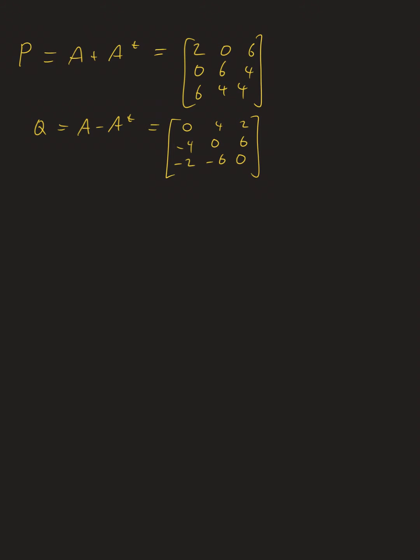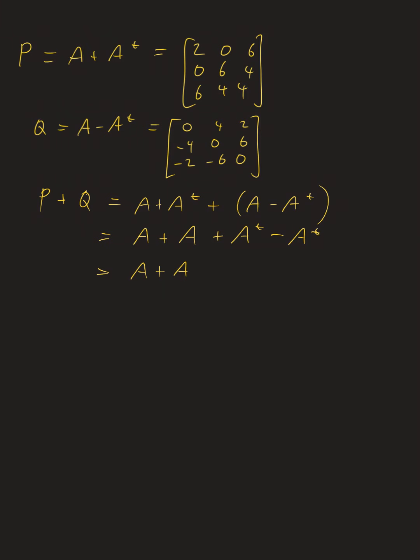So let's just check for a second. What if I just say P plus Q? Well, without writing down the matrix in full, that's going to be A plus A transpose, right? That's P, and Q is A minus A transpose. So what I've got there is actually A plus A transpose minus A transpose. So that's just A plus A, or 2A.